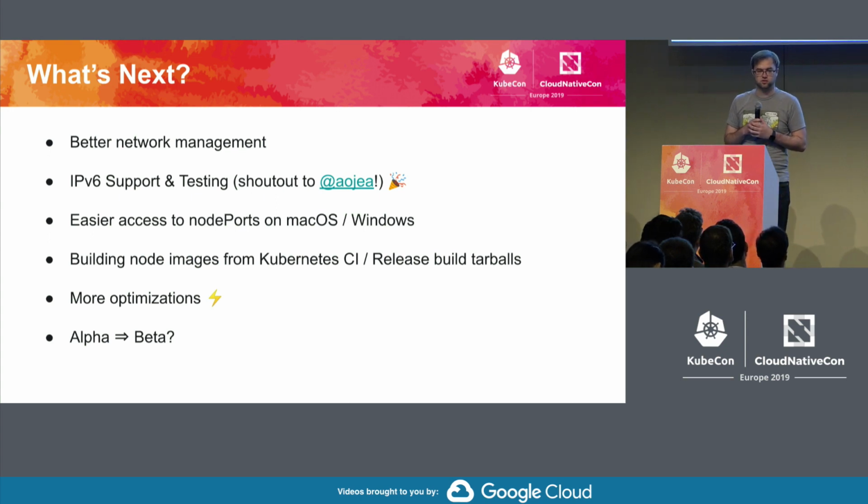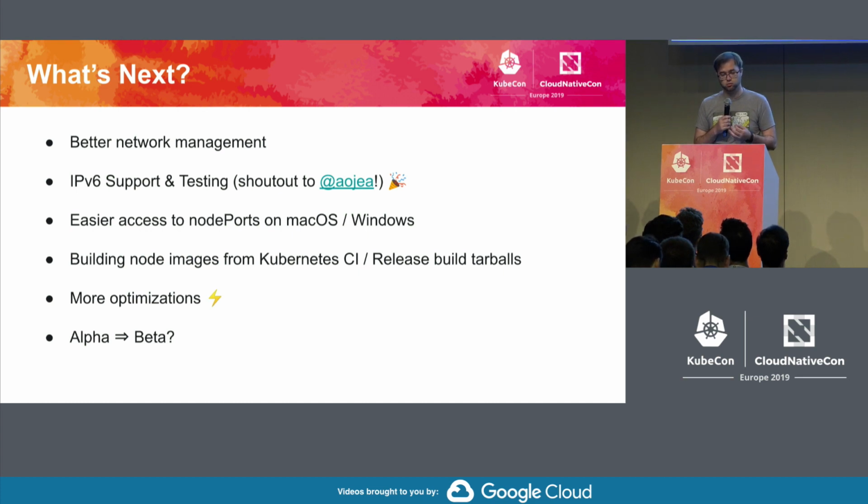IPv6 support and testing. So Kind was actually originally written for testing of Kubernetes, the project, and we don't have any IPv6 CI. So we're working on getting IPv6 worked out in Kind so we can get single stack, and then next will be dual stack as Kubernetes starts to grow that.